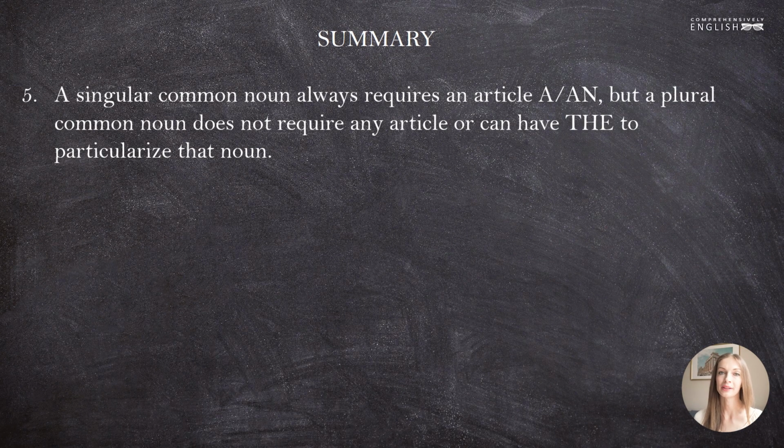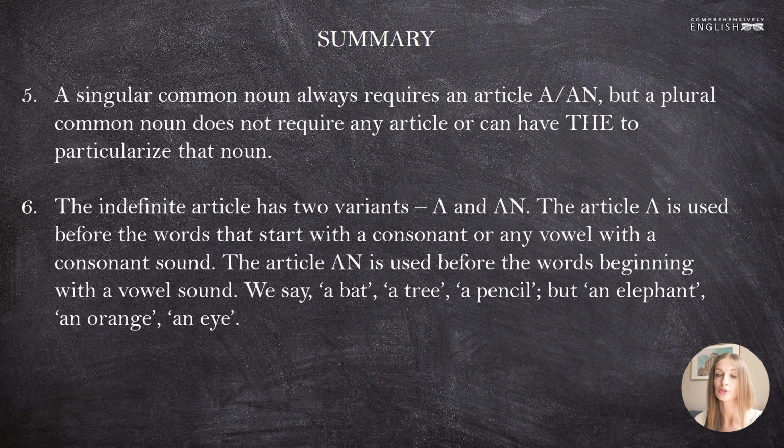A singular common noun always requires an article, but a plural common noun does not require any article or can have the to particularize that noun. The indefinite article has two variants, a and an. The article a is used before the words that start with a consonant sound. The article an is used before the words beginning with a vowel sound. Thus we say a bat, a tree, a pencil, but an elephant, an orange, an eye.